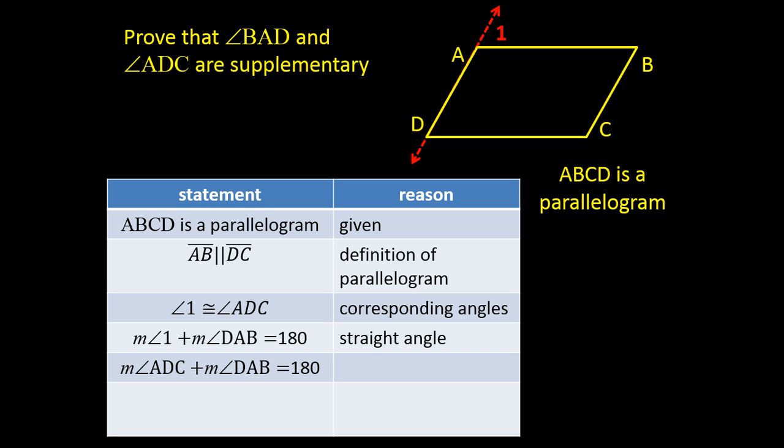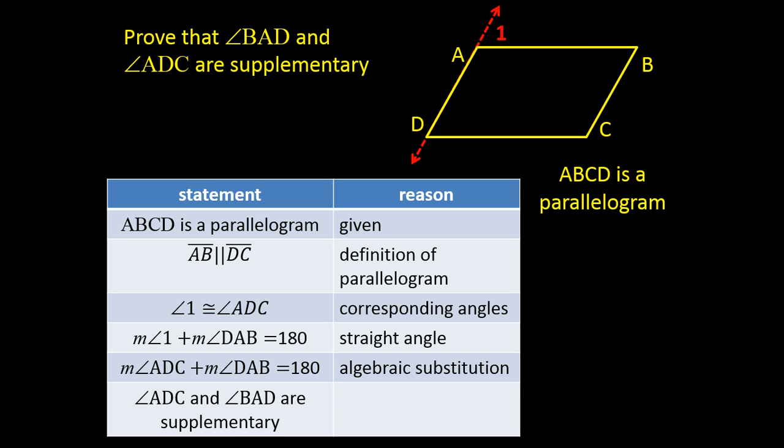So we can take the last two statements and put them together algebraically to say that the measure of angle ADC plus the measure of angle DAB has to be 180. The substitution would be to take the statement that says the measure of angle 1 and the measure of angle DAB equals 180 and put that together with the statement above it that angle 1 and angle ADC are congruent. So we're substituting the measure of angle 1 with the measure of angle ADC because those two angles are congruent.